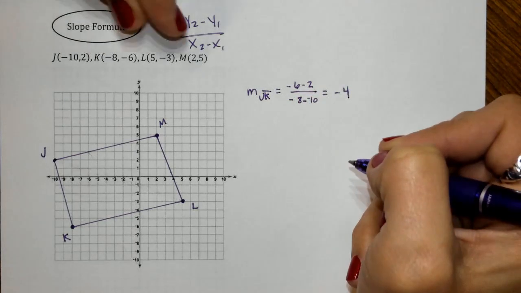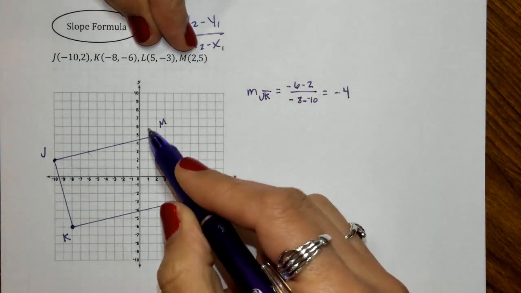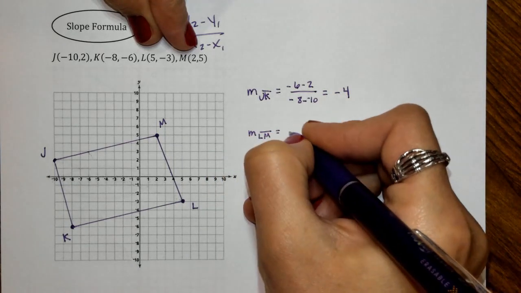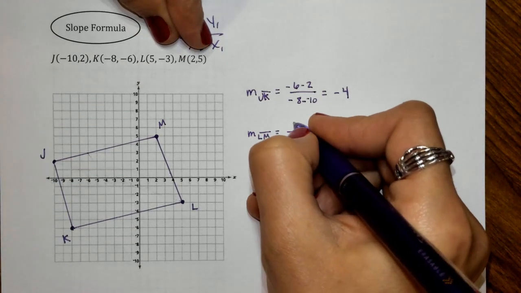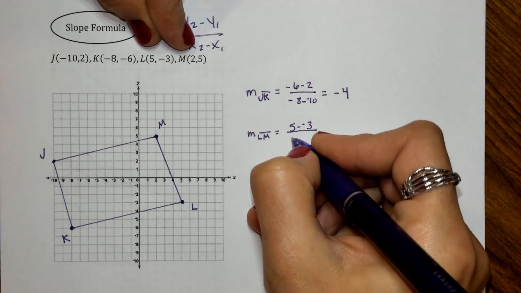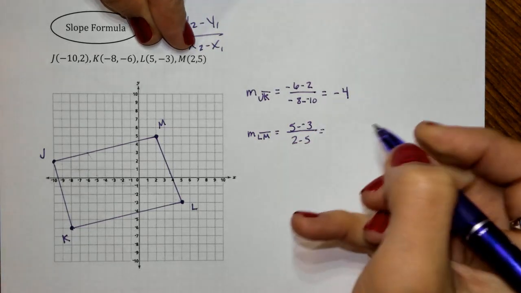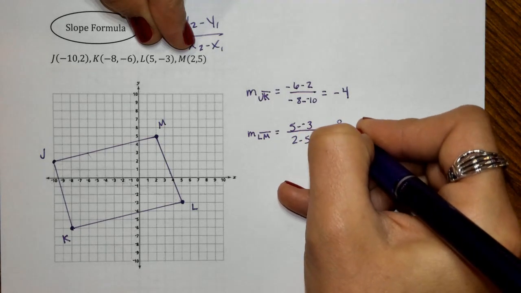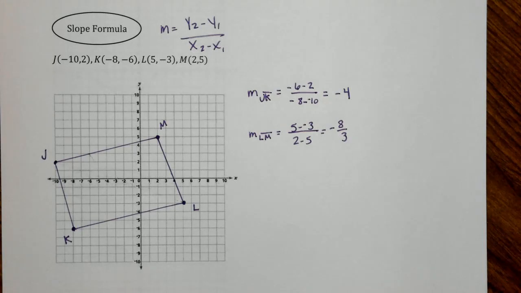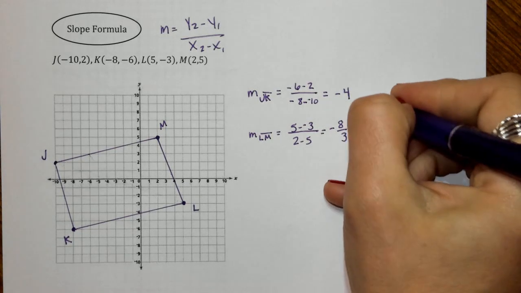All right, let's move to LM. Slope of LM: y2 minus y1, 5 minus negative 3, and x2 minus x1, 2 minus 5. We're going to find out this is actually negative 8 over 3. Uh-oh. Go back and check your work if you want to. That's the first thing. We find out they're not the same slope. Go back and check your work, but this will come out to negative 8 over 3. That means these are not parallel.